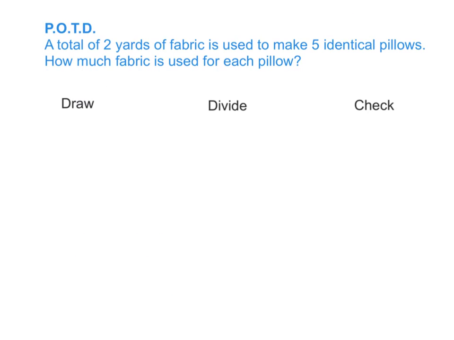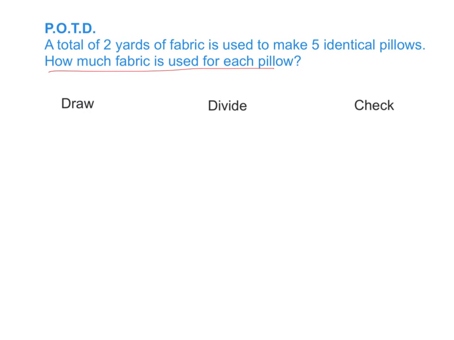Okay, it says a total of 2 yards of fabric is used to make 5 identical pillows. How much fabric is used for each pillow? Well, let's use the 1, 2, 3 thing first. So what is the question asking us to find? Michael, have a seat and then tell us, what is the question asking us to find? Yeah, we're trying to figure out how much fabric they need to make each pillow.